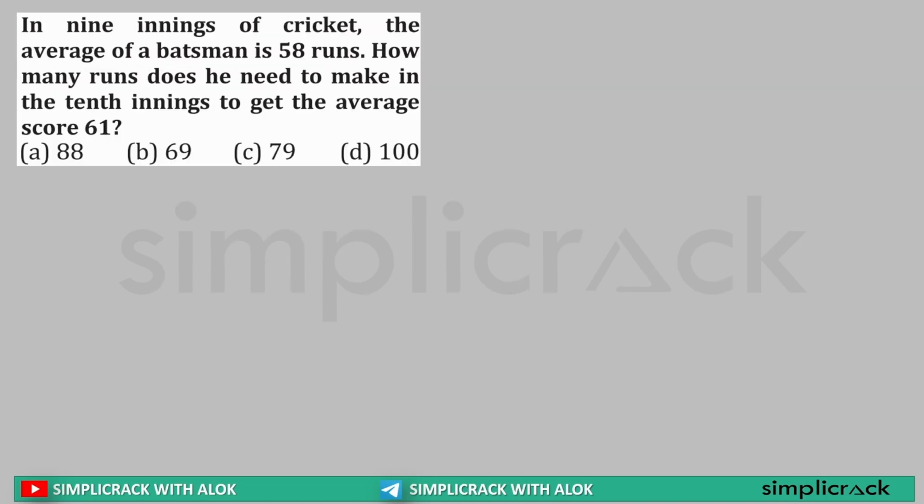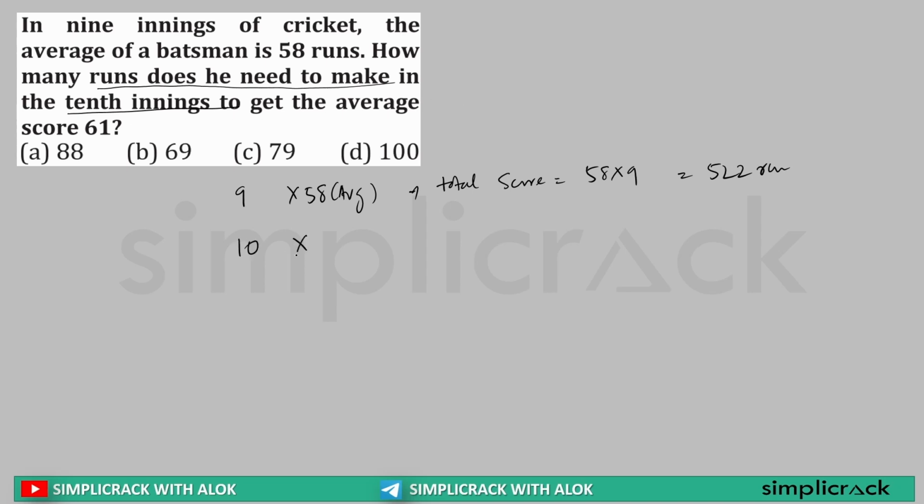Next question. Sir, in 9 innings of cricket, the average of a batsman was 58 runs. 9 innings, 58 average. Okay. Total score what? 58 into 9. So 9 8s are 72, 9 5s are 45 plus 7, 522 runs in 9 innings. How many runs does he need to make in the 10th innings to get the average 61?